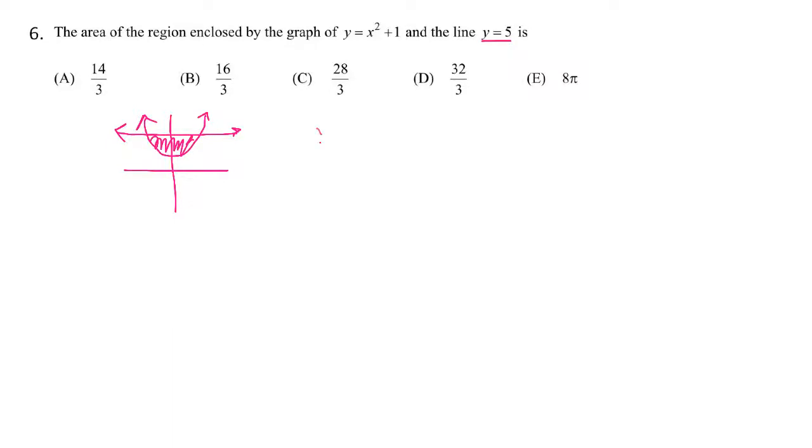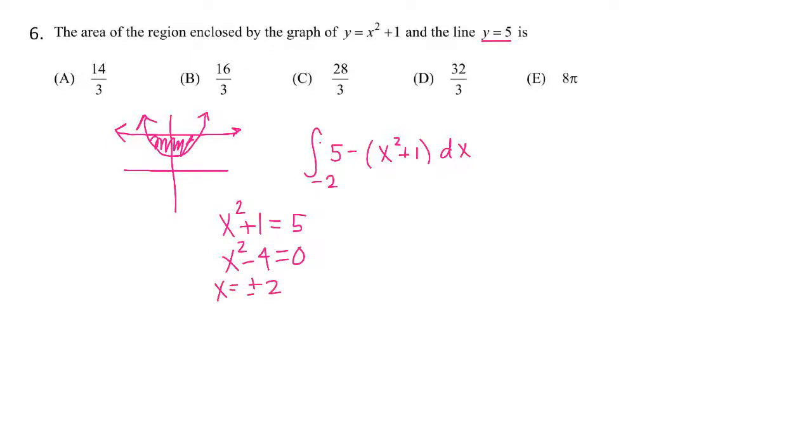So when we integrate, we already see that my line is on top. So we're going to have 5 minus x squared plus 1 dx. But I need my endpoints. So what we need to do is set our two functions equal to each other and solve. So it looks like we're going to get x squared minus 4 equals 0. So our 2 points would be plus or minus 2. So I'm integrating from negative 2 to positive 2.